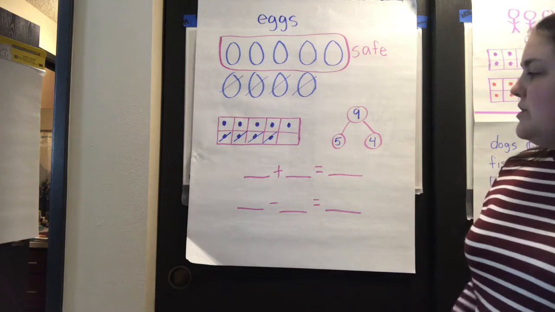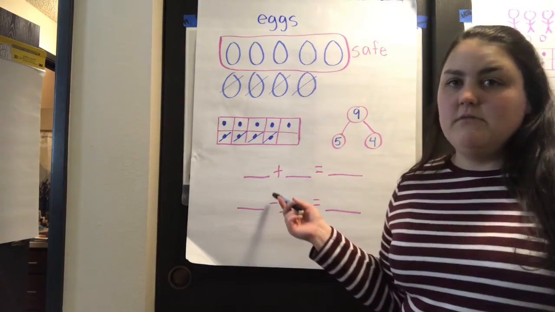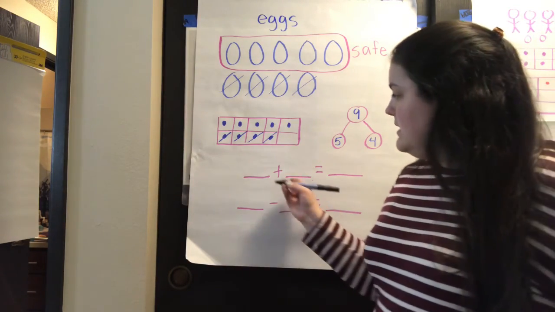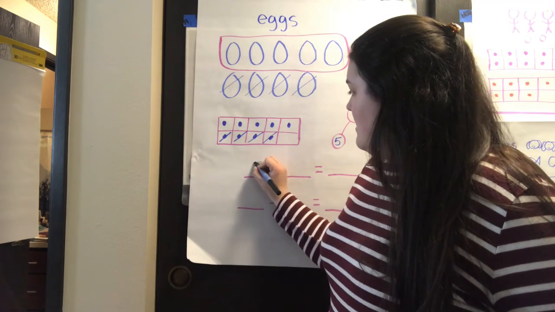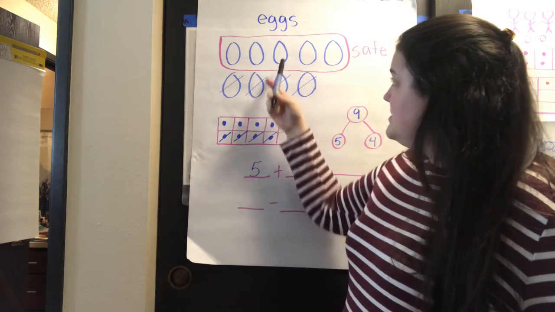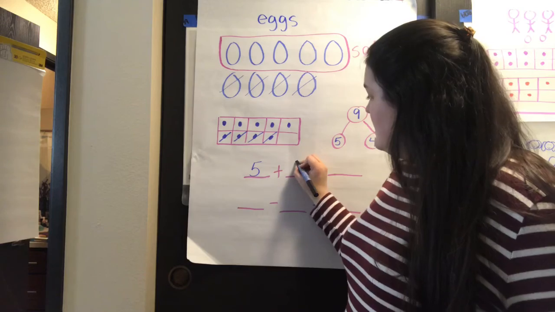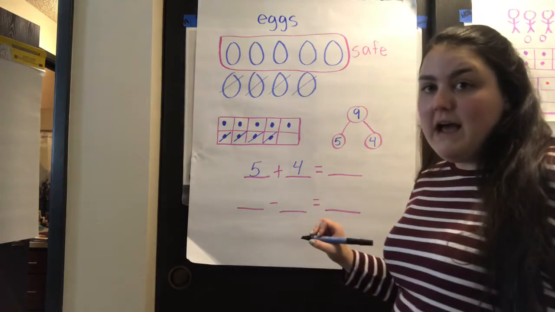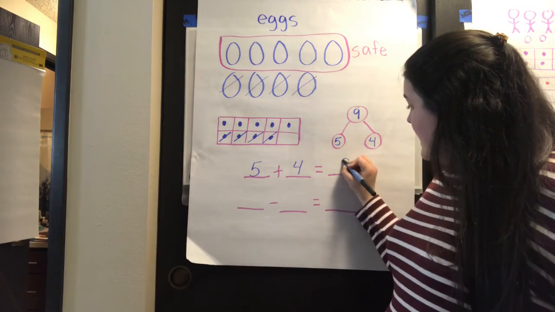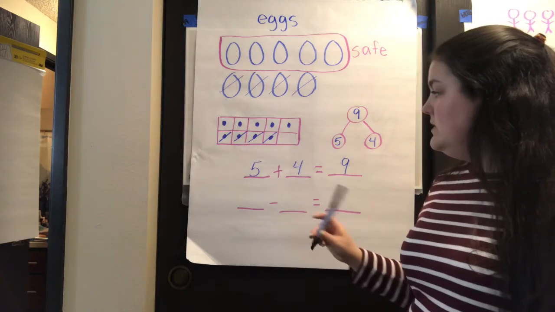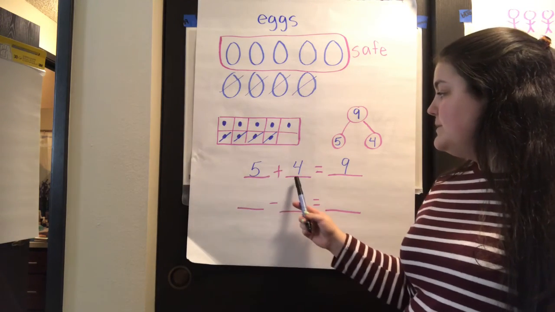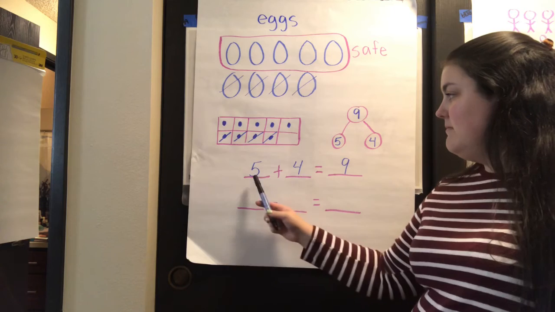Great. So for my equations, I'm going to start with plus. This one should say the 5, which are the safe eggs, plus the 4 eggs that were cracked equals 9 eggs total. Can you say 5 plus 4 equals 9?